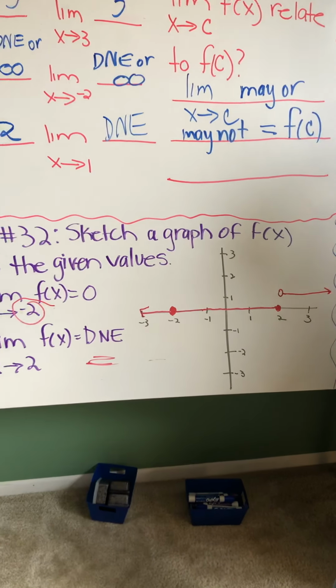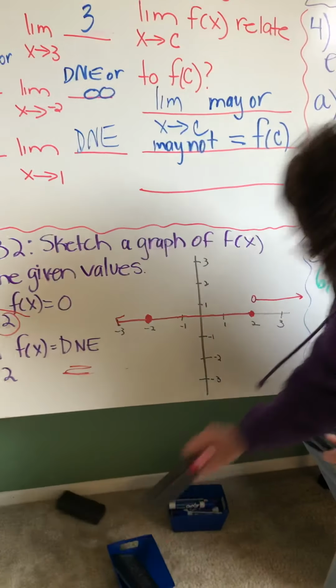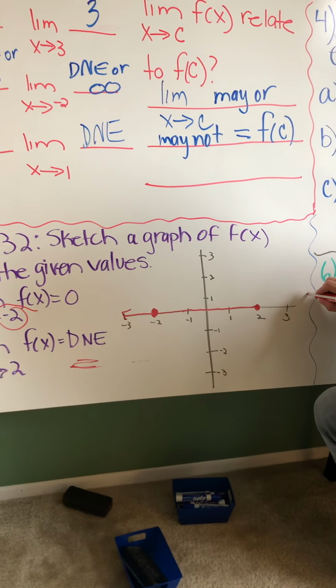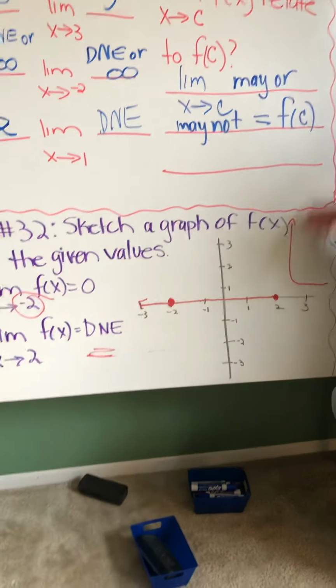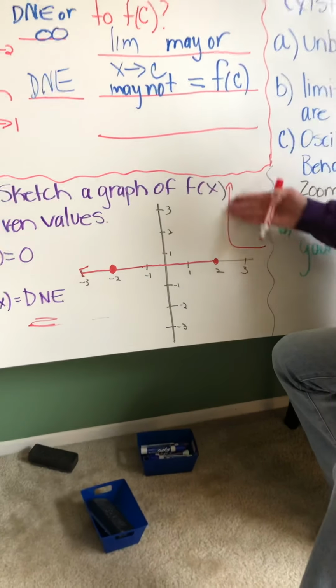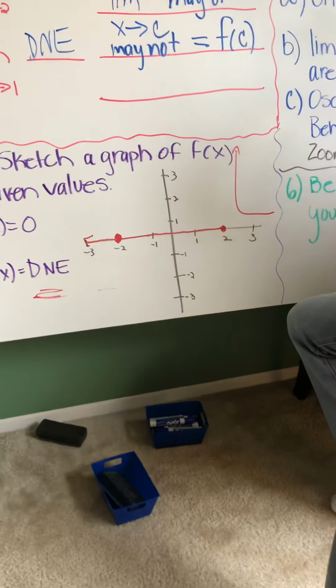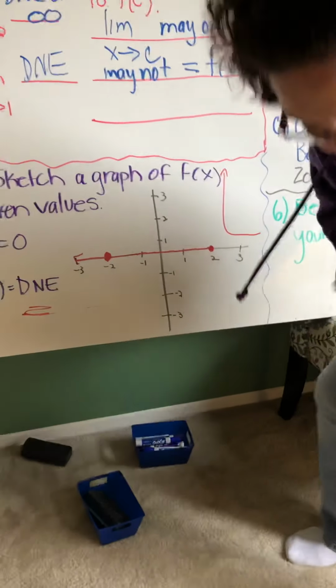What else could I do? I could simply go like this. As I approach 2 from the right, I could just have unbounded behavior. From the right, it's approaching infinity. This limit doesn't exist. So you can get a little creative. And that's it for today.